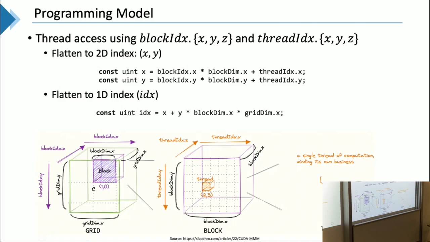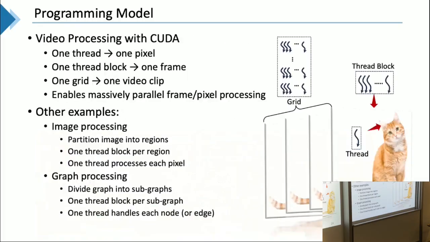So this is just an example of how you map this thread index into x and y coordinates in a 2D global coordinate, and how it maps to a 1D index. By allowing this kind of thread mapping, you can control multiple threads and control how each thread performs its computation.